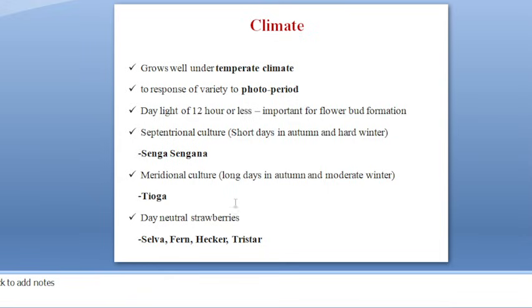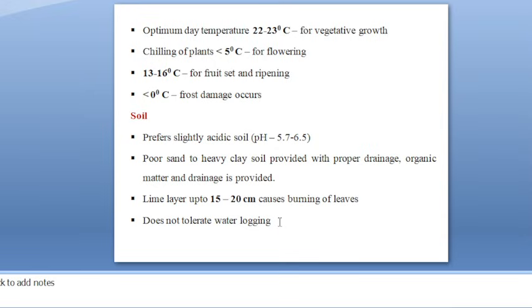And some of the varieties we can cultivate irrespective of the change in day and night length. That is Selva, Fern, Hecker, Tristar. These are some of the varieties we can cultivate even with the change in day and night temperature. If we consider the proper growing temperature for strawberries, 22 to 23 degrees is good for the vegetative growth or establishment of the vegetative parts of the plant.